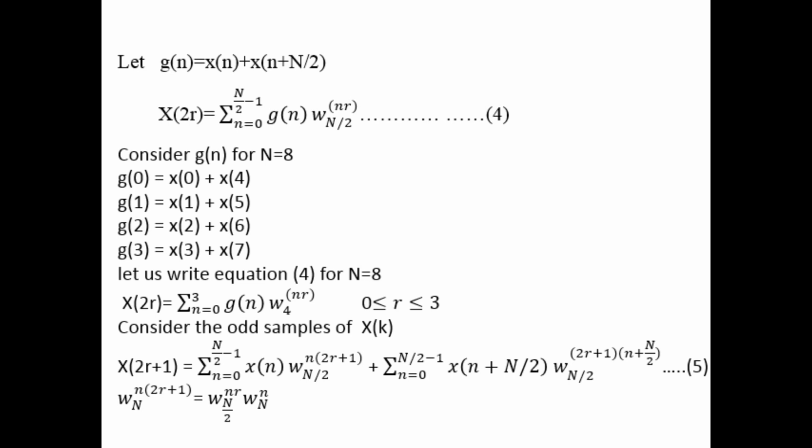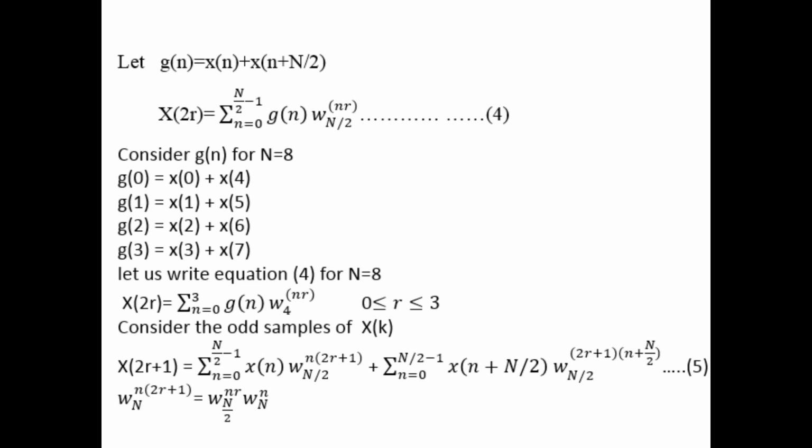Let us consider g of n for n is equal to 8. G of 0 is equal to x of 0 plus x of 4. G of 1 is equal to x of 1 plus x of 5. G of 2 is equal to x of 2 plus x of 6. G of 3 is equal to x of 3 plus x of 7. Let us write the equation 4 for n is equal to 8. Then x of 2r is equal to summation n is equal to 0 to 3 g of n into omega 4 of nr, where r varies between 0 to 3.